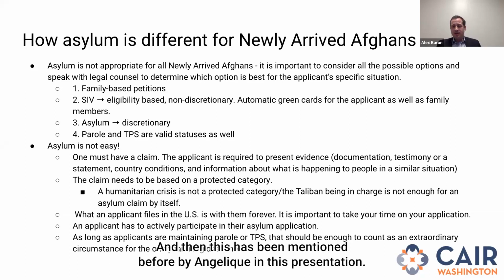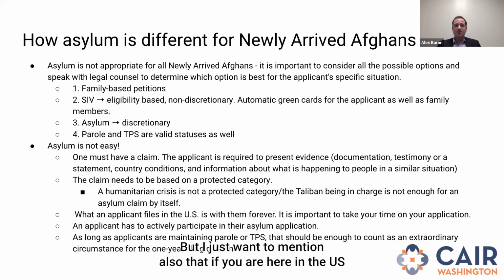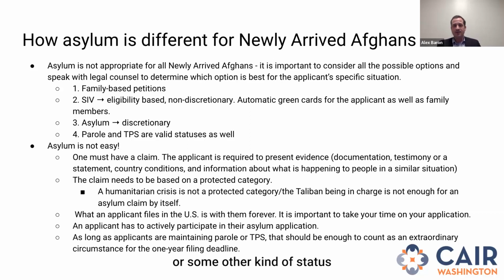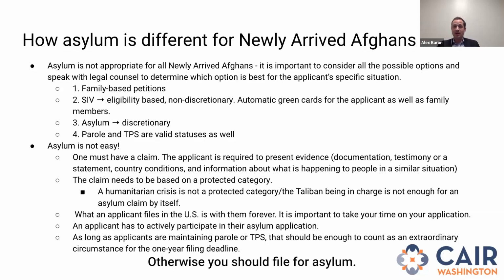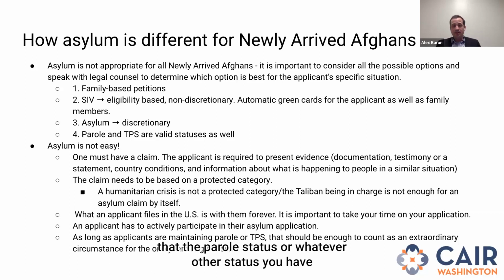And then this has been mentioned before by Angelique in this presentation, but I just want to mention also that if you are here in the US as a newly arrived Afghan and you have parole status or TPS or some other kind of status, and you're past the 1-year deadline and you're worried that you shouldn't apply for asylum now because you're past the 1 year, but you do have a good asylum claim otherwise, you should file for asylum. And remember that the parole status or whatever other status you have could be an extraordinary circumstance that allows you to clear that 1-year filing deadline bar for asylum.